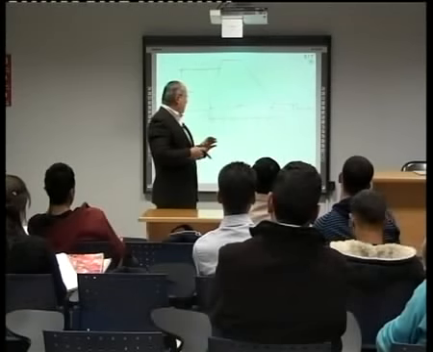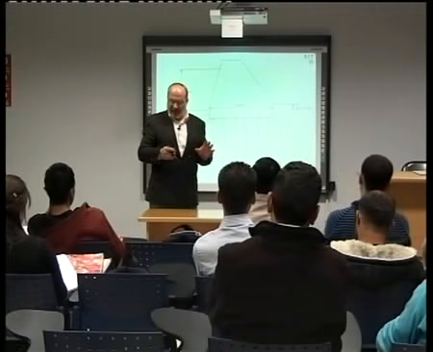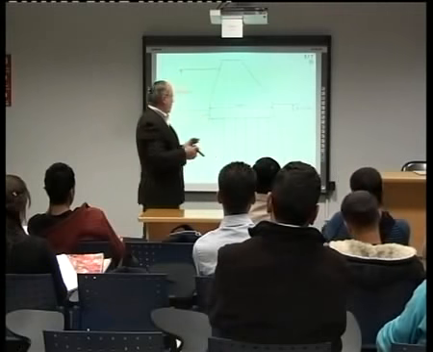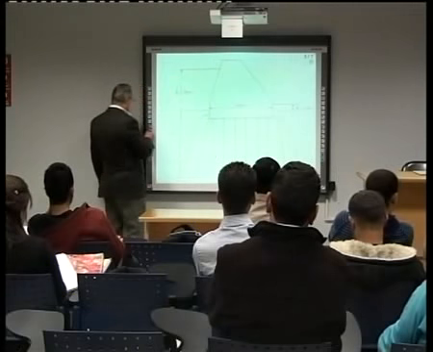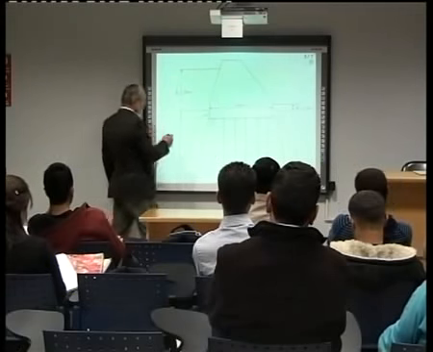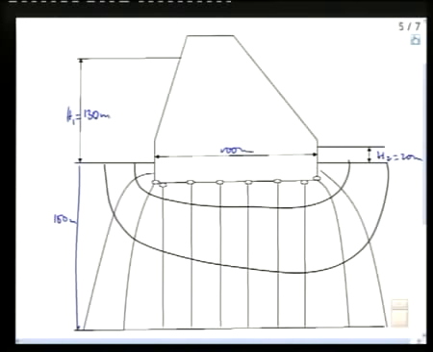First of all, I have to draw a flow net. Okay, I have to draw a flow net. So, I draw flow lines, but I didn't draw the equipotential lines. Let me draw the equipotential lines. Sorry, I drew the equipotential lines, but I didn't draw the flow lines. Okay. So, for example, I have this flow net. So, the first step is to draw the flow net.